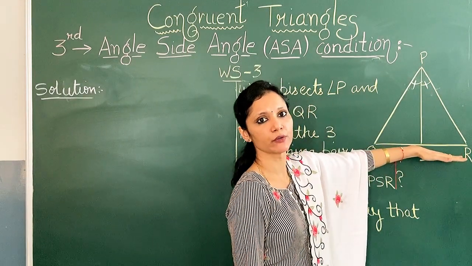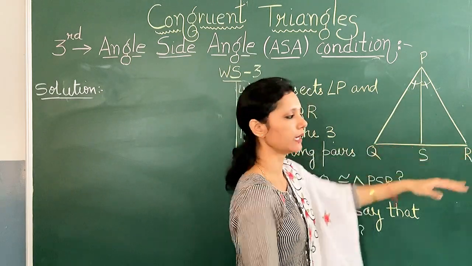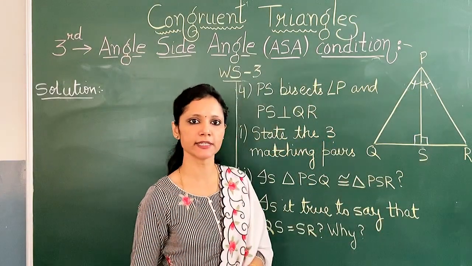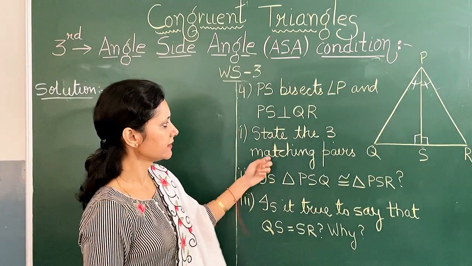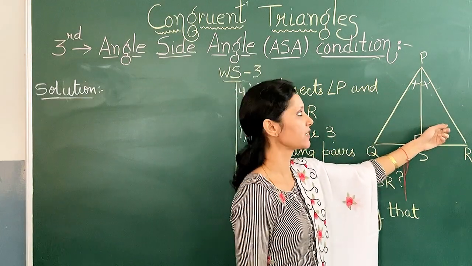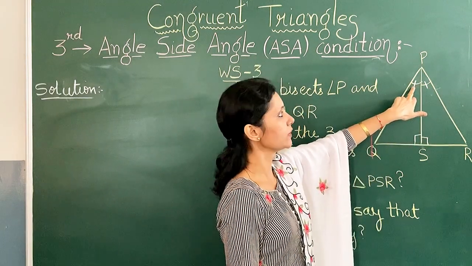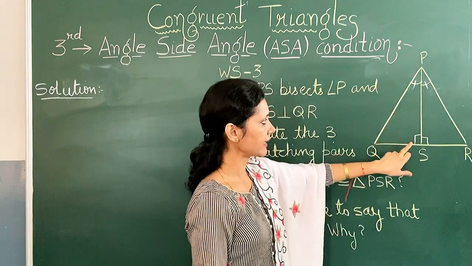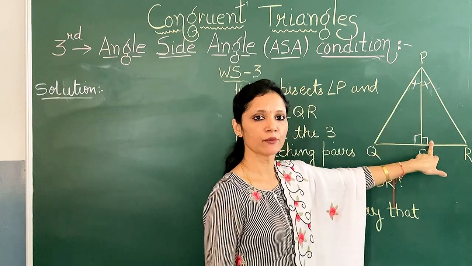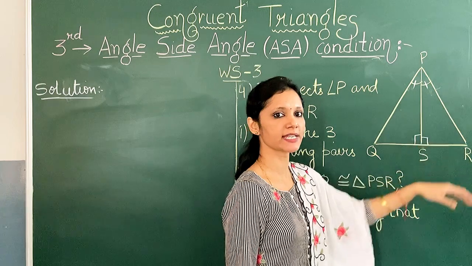What do you mean by a perpendicular? Perpendicular is a line segment which makes an angle of 90 degree with the other. That means this angle on both the sides, these are of 90 degree each. So we have to state the 3 matching pairs in order to prove that these 2 triangles are congruent. So what are the matching pairs? As you can see, in these 2 triangles, this angle is equal to this angle. And again, this angle is 90 degree, and on the other hand, this angle is also 90 degree. And what about the common side? This side PS is common to both the triangles. So these are the 3 matching pairs.